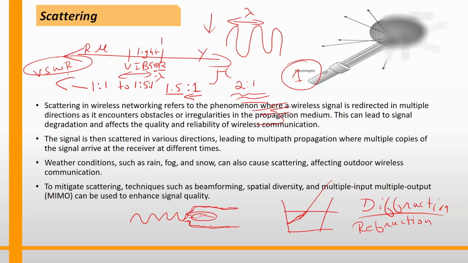And why is VSWR used? That is because it tells the efficiency of the transmission between the transmitter and the antenna, so how much signal it can absorb, and how much part of the signal gets reflected because of the resistance between the transmitter and the antenna. VSWR is the ratio of the maximum voltage that you are sending to the minimum voltage that is getting absorbed at the antenna side. So that's what the VSWR is.